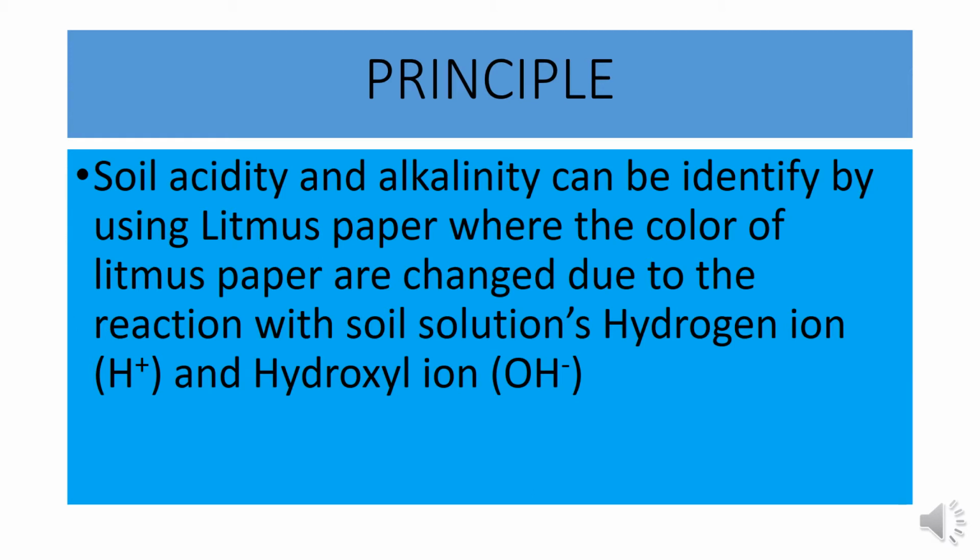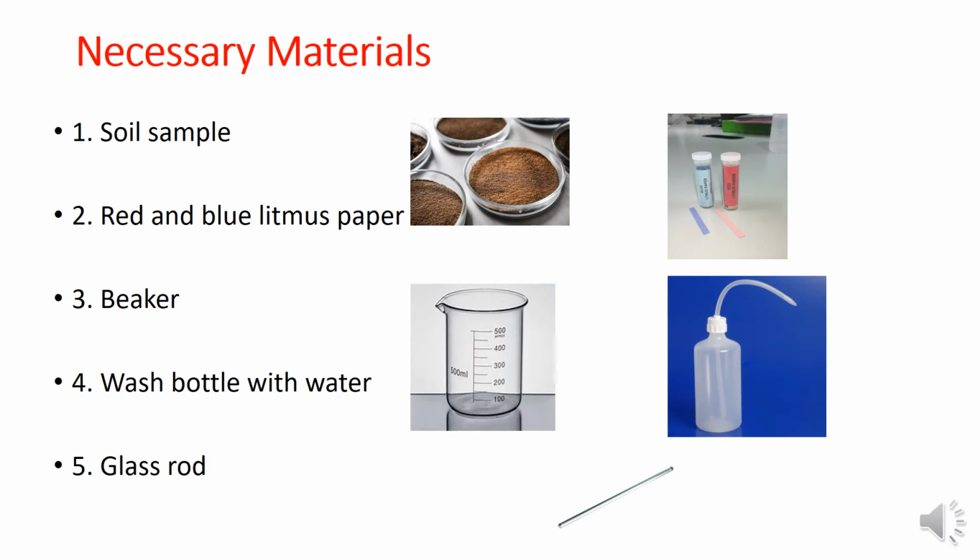Now the principle of this experiment. Soil acidity and alkalinity can be identified by using litmus paper, where the color of litmus paper is changed due to the reaction with soil solutions, hydrogen ion and hydroxyl ion. Now the necessary materials. These materials are essential for this experiment. First, soil sample, then red and blue litmus paper, then beaker, then wash bottle with water, and then glass rod.